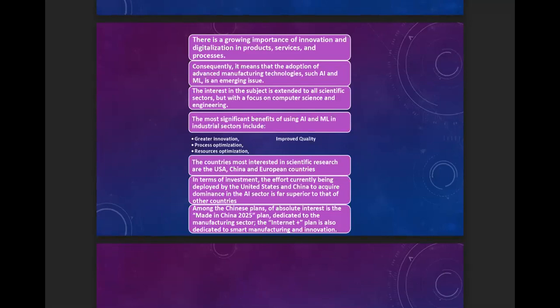The countries, you can see, USA, China, and all the European countries, are spending huge amounts of money in the AI and ML sectors.